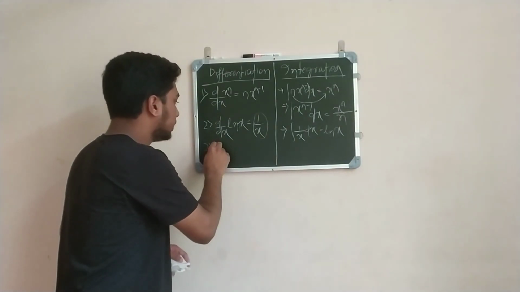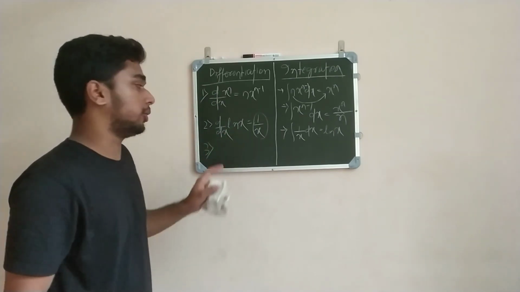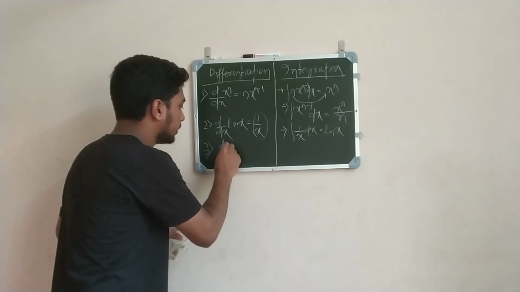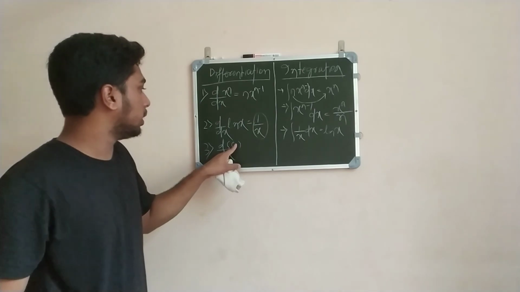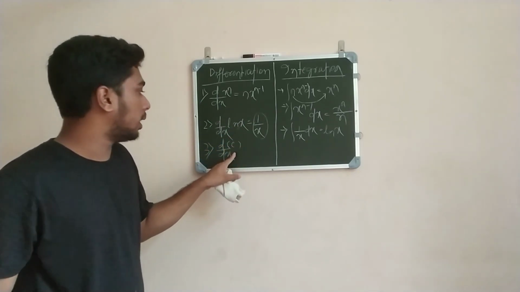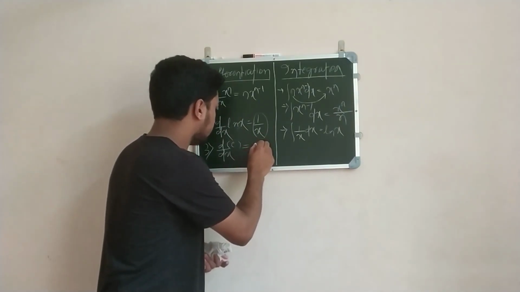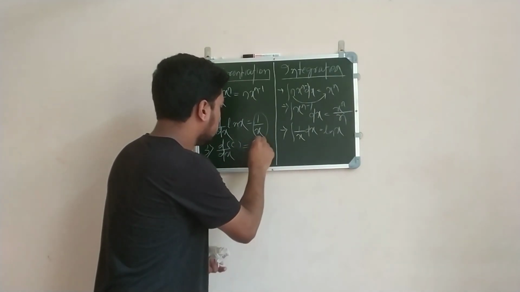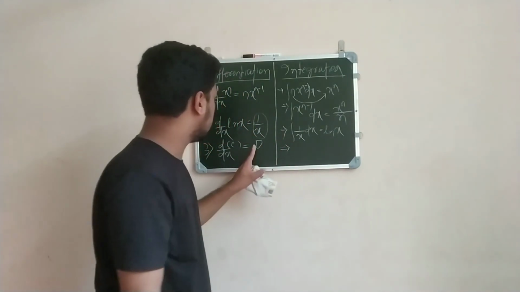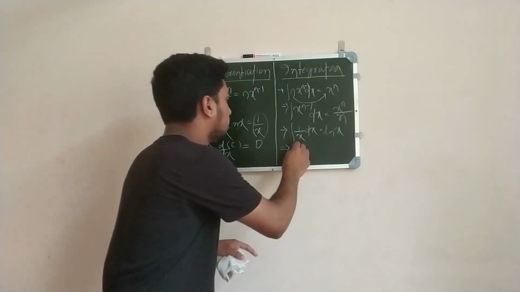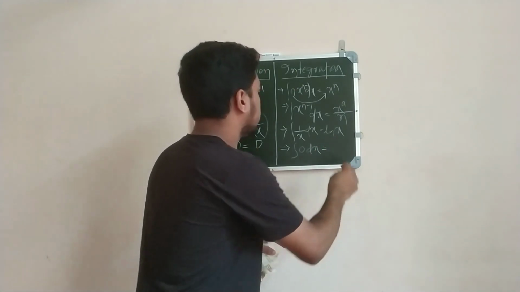Third, for example, if my function is a constant c, there is a constant instead of any variable. Then the derivative of the constant c will give rise to 0. What will be here? Just the opposite. The integration of 0 will give rise to a constant c.